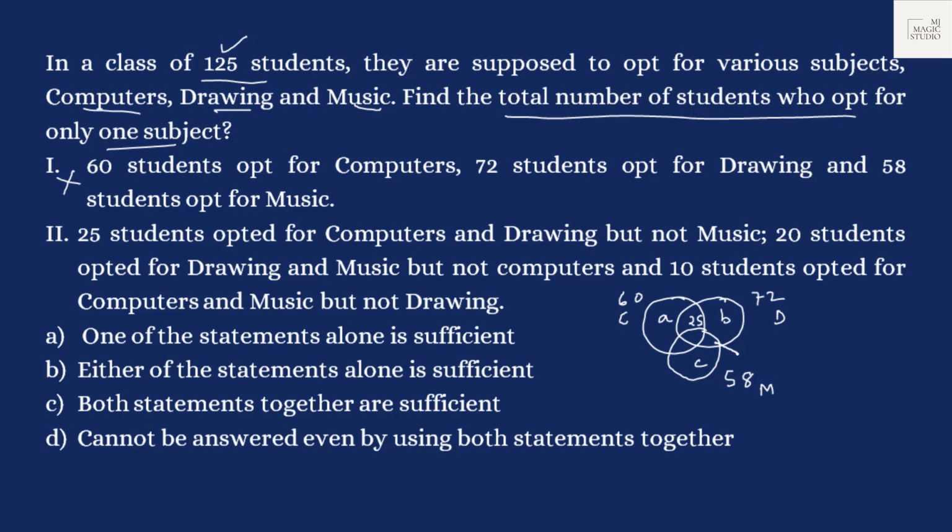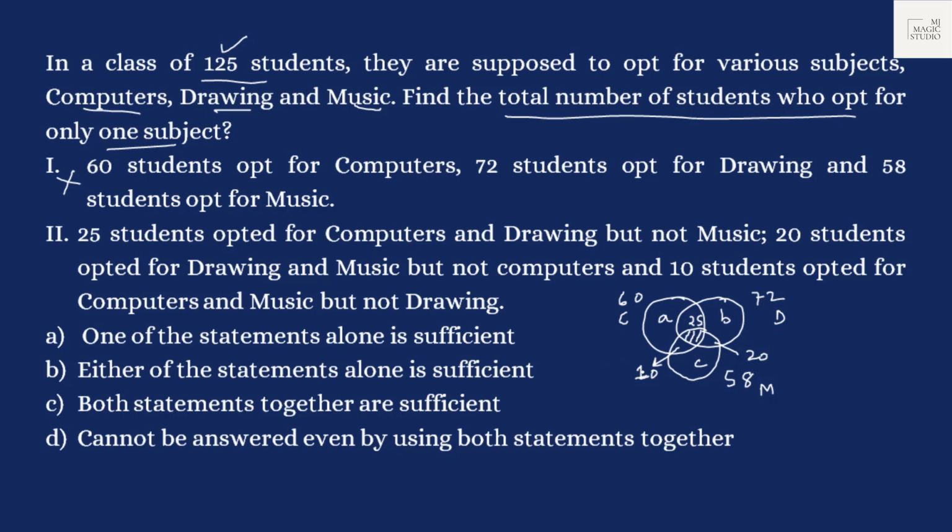20 opted for drawing, music but not computer. So this is 20. And 10 opted for computer, music and not drawing. So this one is 10. So with this value also we cannot find the value of A, B, C, because we need the value of this missing one also.